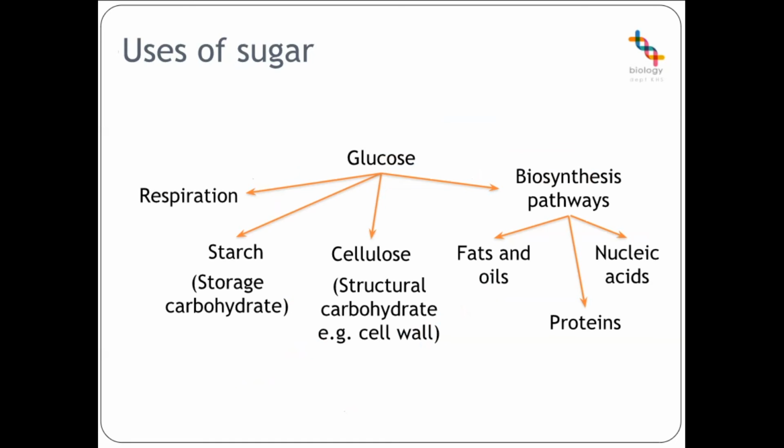Now, the sugar that is involved in photosynthesis can be converted to a number of different elements within the plant. So it may be used immediately as an energy source for respiration. It may be converted into starch, which is a storage carbohydrate, or it may be converted into cellulose, which is a structural carbohydrate, for example, being produced into a cell wall. It may also be passed on to other biosynthetic pathways, where it might be used to make fats or oils, nucleic acids like DNA and RNA, or it might in fact be used to make proteins.